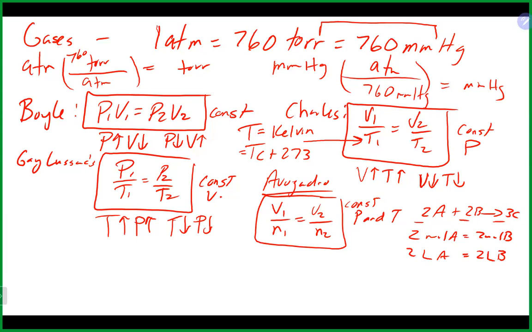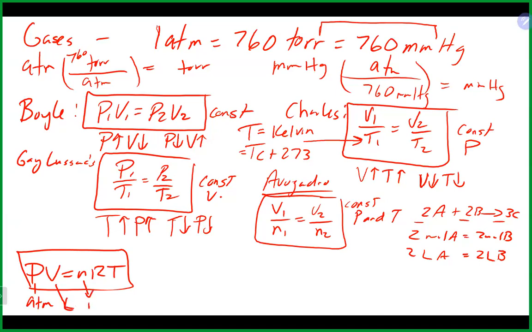Putting all these guys together gives us PV equals nRT, which is our ideal gas law. Remember that this is the most restrictive. Pressure has to be in atmospheres. Volume needs to be in liters. n should be in moles. And T should be in Kelvin, just like all the other T's that we see in any gas law.